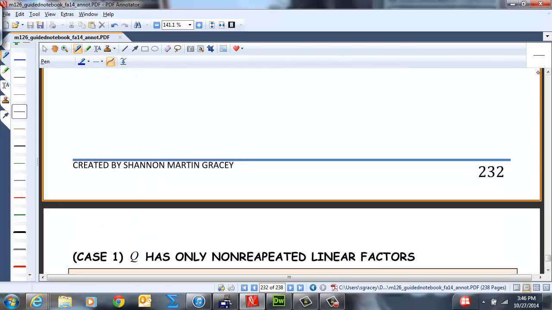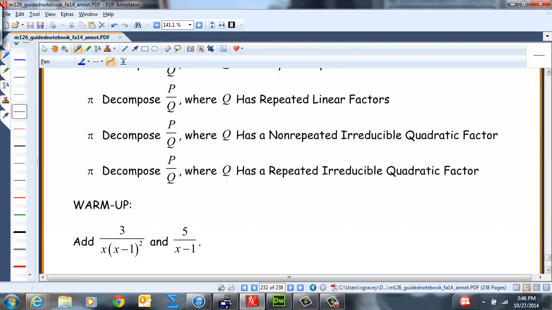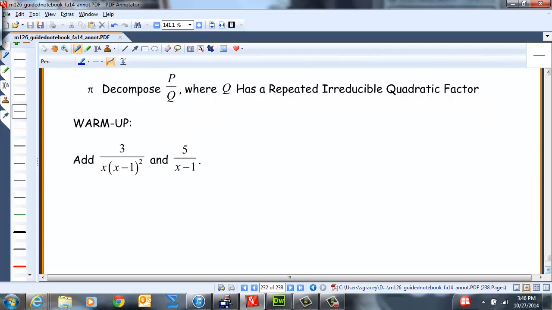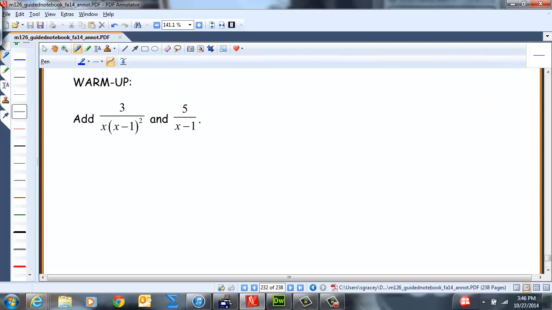Let's warm up. I just wanted to show you what you're used to doing and what we're going to be doing. So here, go ahead and add these two rational expressions and pause the movie, see what you get. Okay, let's see how it went.